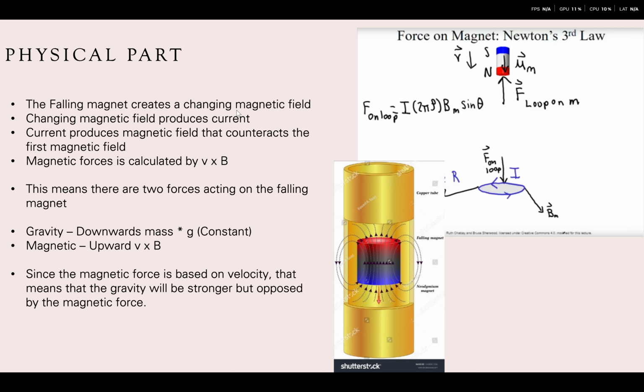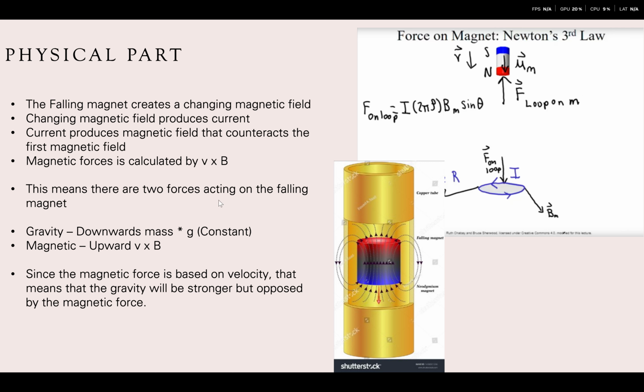The falling magnet creates a changing magnetic field, because as it's falling, it's hitting at different points at different times. A changing magnetic field produces current, and this current is going to make a magnetic field that counteracts the first magnetic field. This new magnetic field produced by the tube is going to be calculated by the velocity of the magnet times the tube's magnetic field.